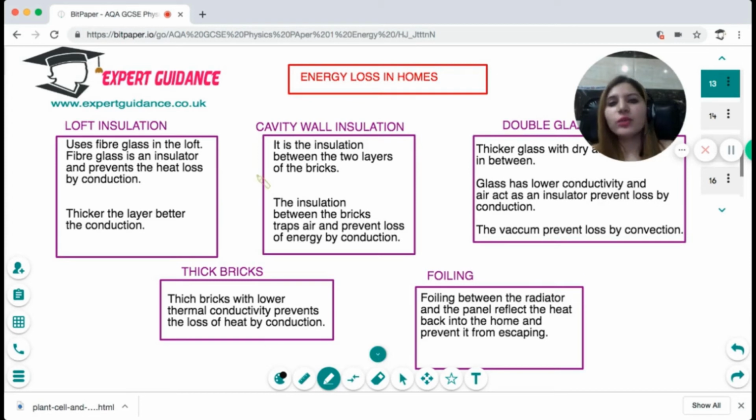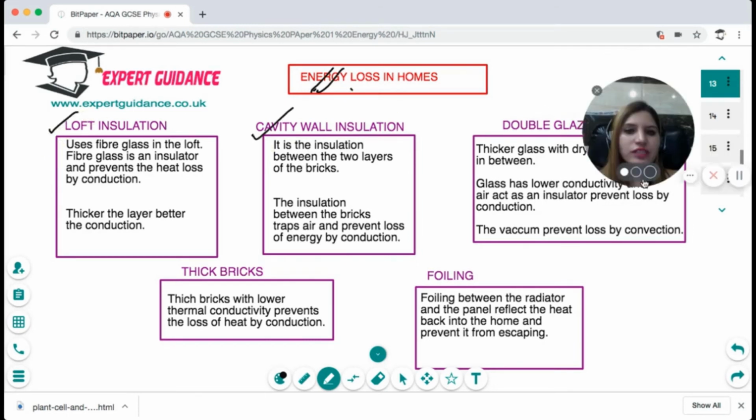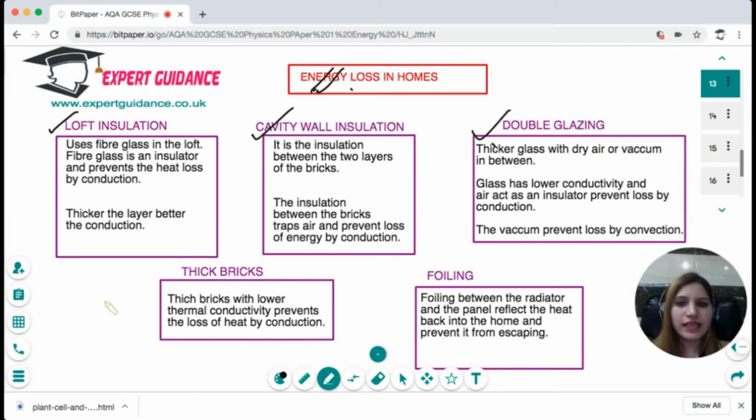Now, what are the various ways in which we can prevent the loss of energy in homes? It's by loft insulation, cavity wall insulation, double glazing, using thick bricks, and foiling. Now, what is loft insulation? In loft insulation, we use fiberglass in the loft. Thicker the fiberglass, lower is the conduction. Fiberglass acts as an insulator and it prevents heat loss by conduction.